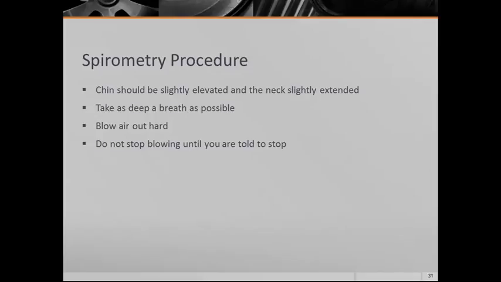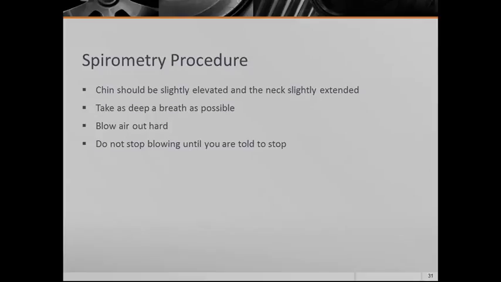Forced vital capacity is the amount of air that can be forcefully exhaled from a maximum inhalation. We will instruct patients to inhale as deeply as possible, then forcibly exhale as much as possible.